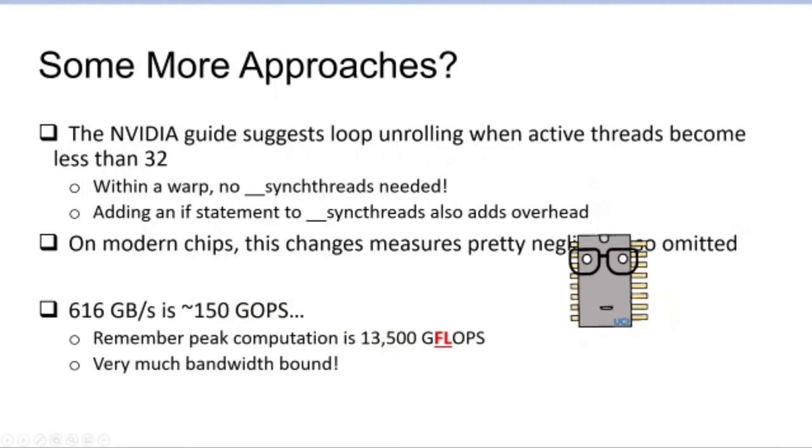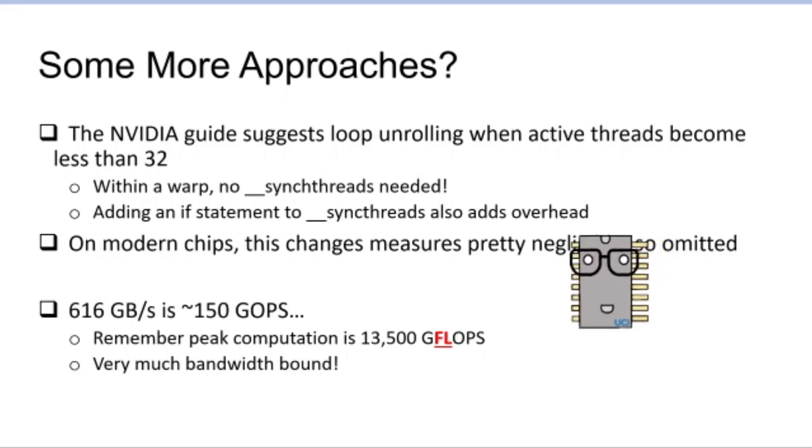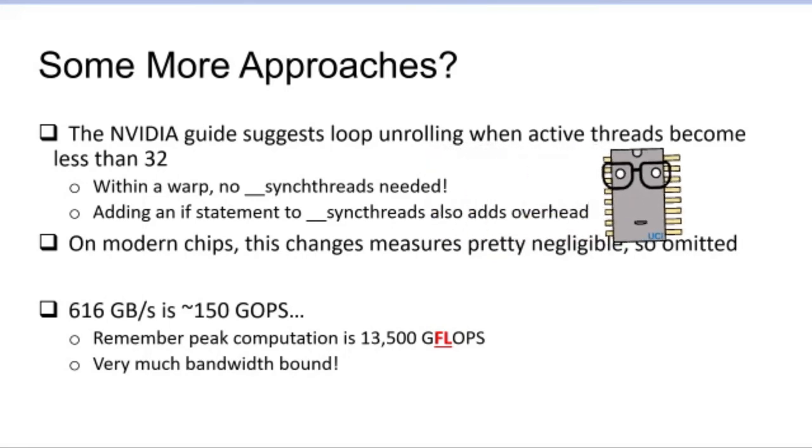The NVIDIA guide does suggest a couple more approaches to get higher performance, including unrolling the loop that is internal to each kernel invocation, the tree-based reduction per thread. And loop unrolling when active threads become less than 32.